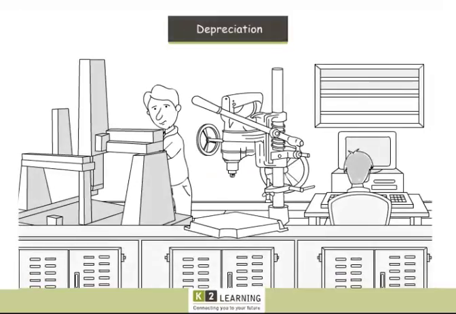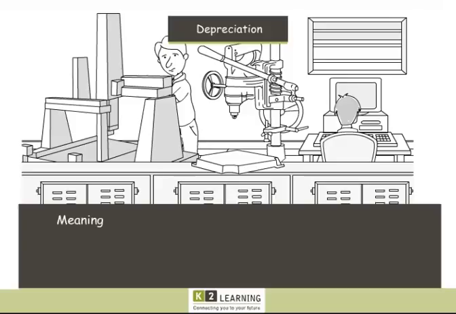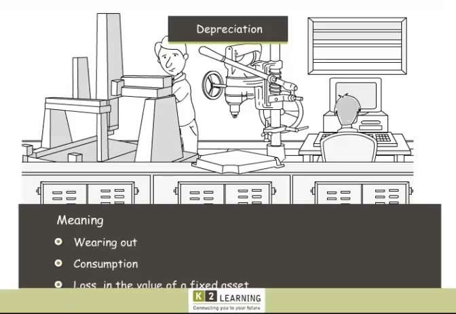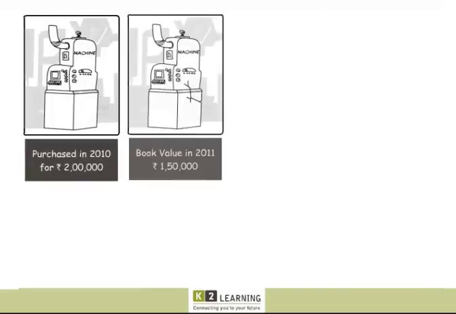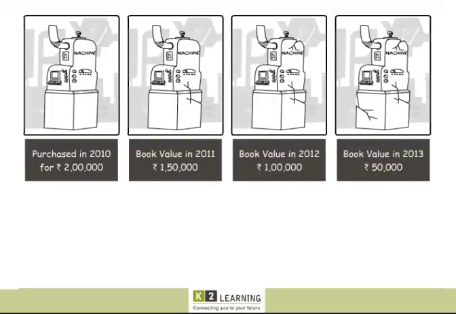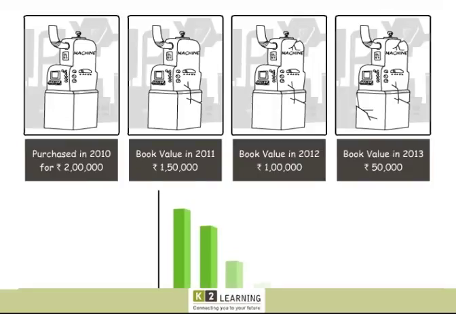In simple terms, depreciation is a measure of wearing out, consumption, or other loss in the value of a fixed asset. It may arise due to the use of the assets, passage of time, and obsolescence of the assets through market or technological change. Even though depreciation is a permanent and continuous decrease in the book value of an asset, it is a non-cash expenditure.